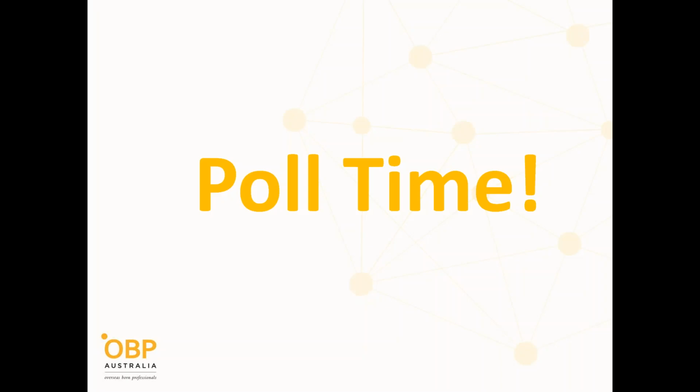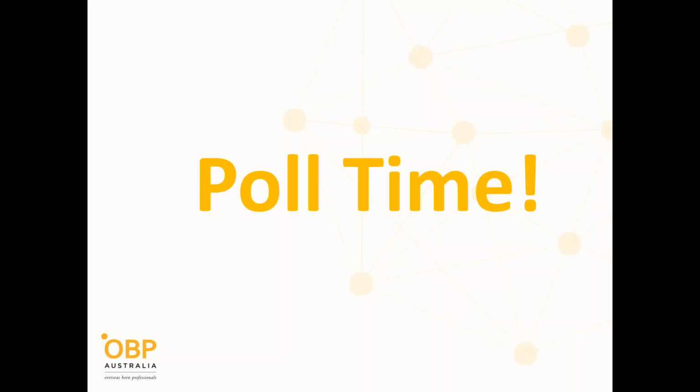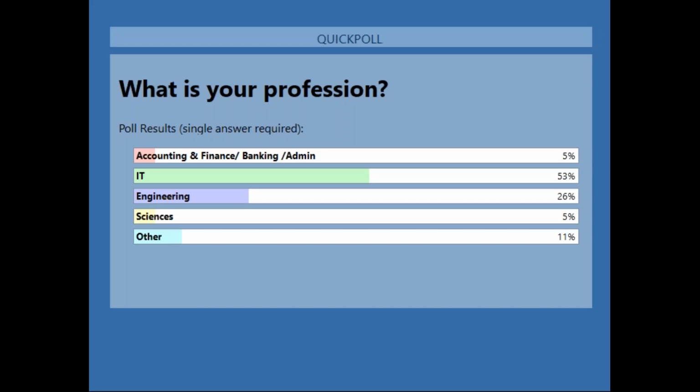Okay. The next question I'm going to ask is, what is your profession? So I've lumped administration in with accounting and finance and banking there. I know they're very, very different, but if you could just give me an indication, that will help us maybe direct the conversation a bit. Just wait a few more seconds for people to cast their vote. We're up to 80%. Just pick one of those 5 and I will close it in a couple of seconds. Okay, let's close that one off and I'll share the results with you.